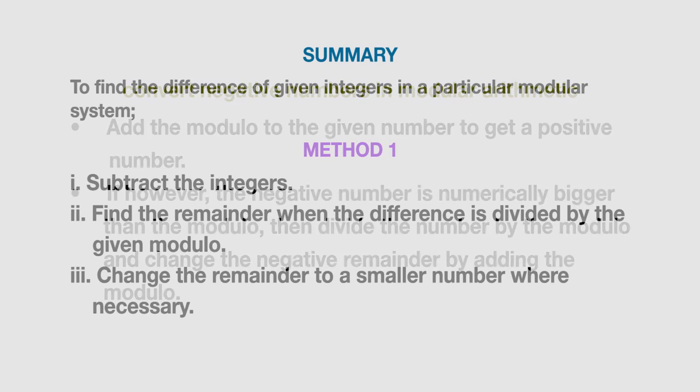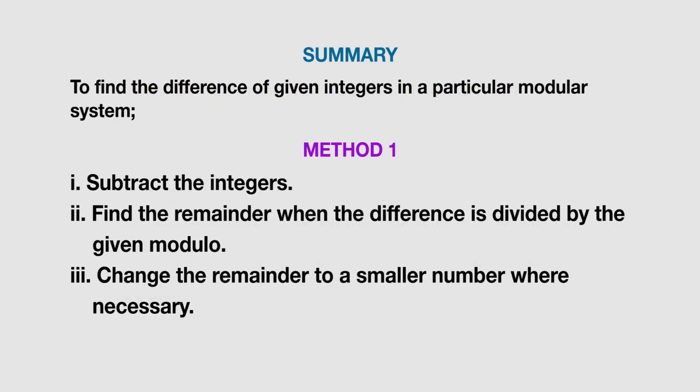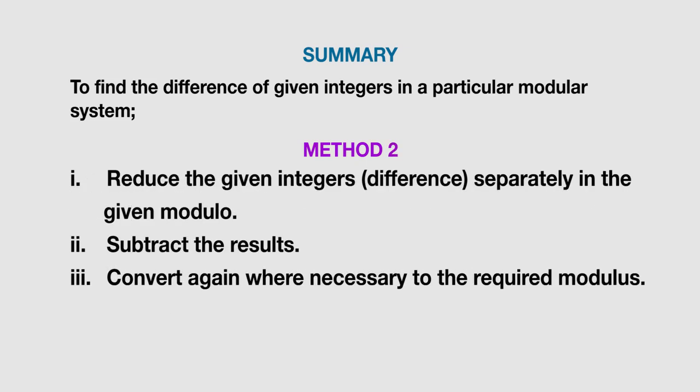Again, we learned that to find the difference of given integers in a particular modular system, you first subtract the integers, find the remainder when the difference is divided by the given modulo, or you change the remainder to a smaller number where it's necessary. The other method is to first change each number separately in the given modulo. Then you subtract the results and finally convert again where necessary to the required modulo.